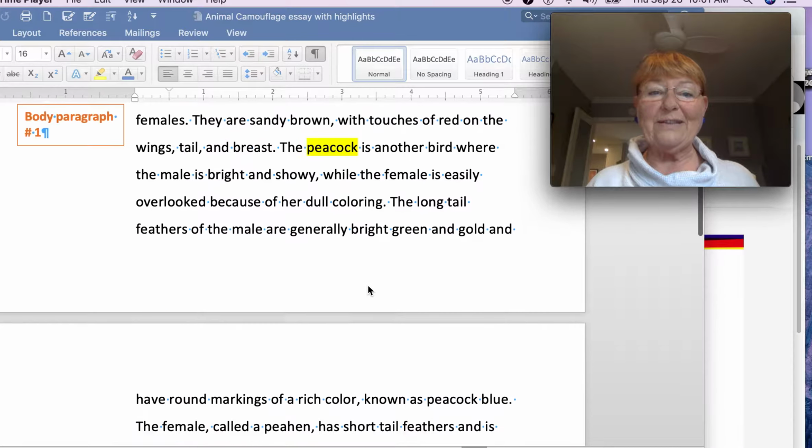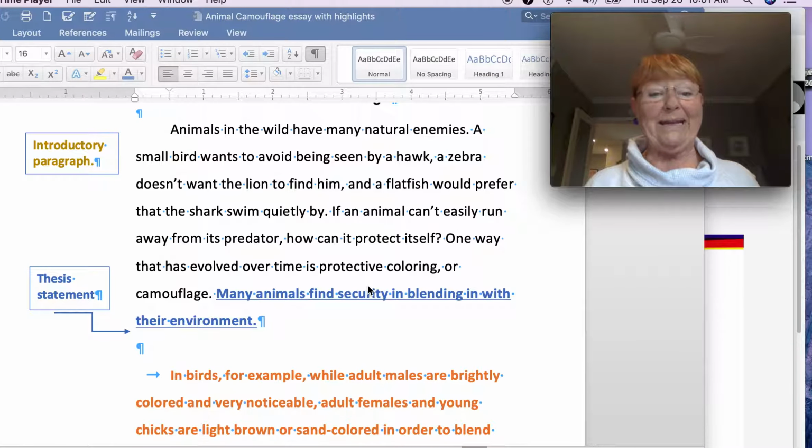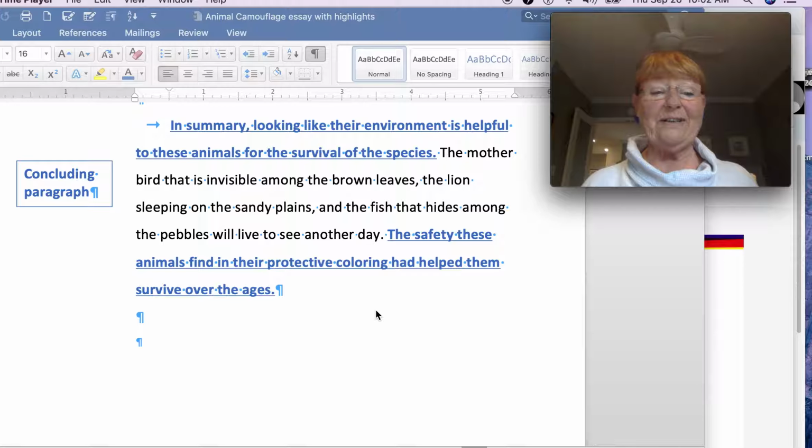And take a look at the thesis statement again. Many animals find security in blending in with their environment. Well, that's pretty much the same thing as saying, looking like their environment is helpful to these animals for the survival of the species, their group. And then it says, the safety these animals find in their protective coloring, looking like their environment, has helped them survive over the ages. So this is a standard organization.